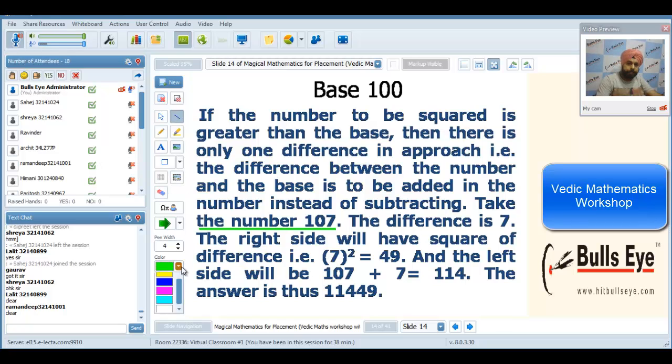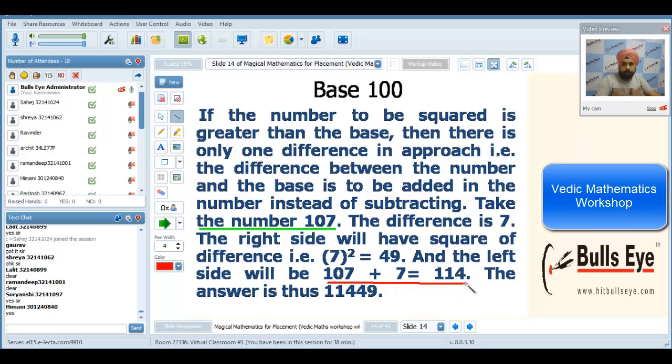The only difference this time was that earlier the number was less than the base, so we subtracted it. Now here it is more than the base, so we add it. So 107 plus 7 makes it 114. And the right hand side is to be dealt with in exactly the same manner. So the square of 7 will be placed on the right hand side, which is 49. So 11449 becomes the answer, students. Yeah, you all others have got that. Shall we move on, students?